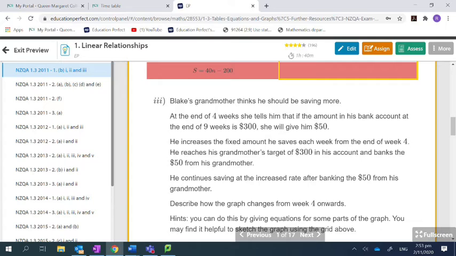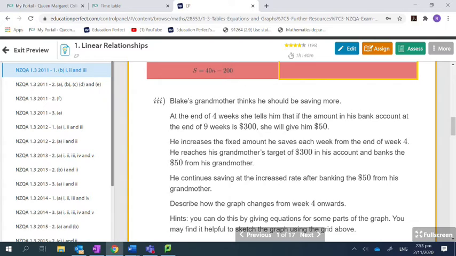$300. What am I? 9 weeks, $300. I'm sorry, can't read. He increases the fixed amount he saved each week from the end of week 4. Okay? And he reaches his grandmother's target of $300 in his account and banks $50 from his grandmother. He continues saving. This is hard to say in my head.